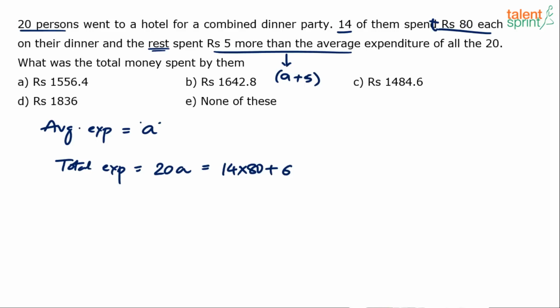So 14 people spent 80 each. 6 people spent A plus 5 each. So 14 into 80 plus 6 into A plus 5. That's the equation. Total expenditure is 20 into A. The same can be equated to 14 into 80 plus 6 into A plus 5.